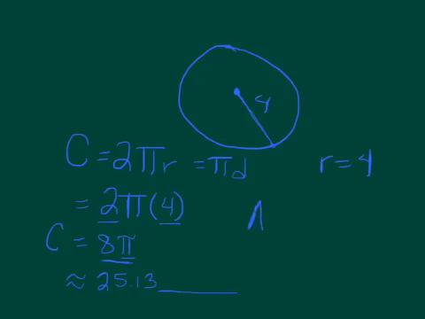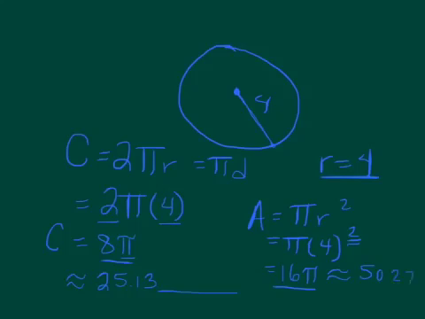Okay, let's do area. Remember, area is pi times the radius squared. We know the radius is 4, so all I have to do is plug in 4. Perfect. 4 squared. Remember, 4 squared just means 4 times itself. 4 times itself is just 16, so this is 16 pi. This is the exact answer. If you wanted a decimal approximation, then the approximate number would be 50.27. Fantastic. Great job, guys.